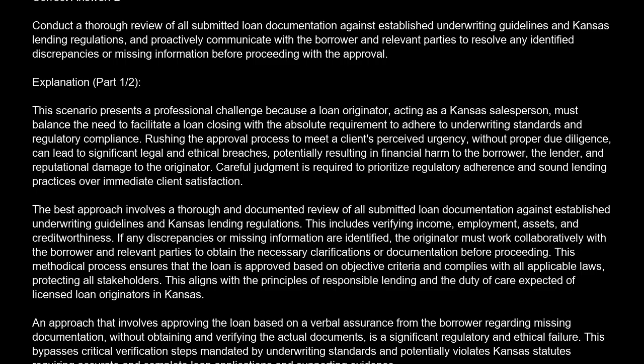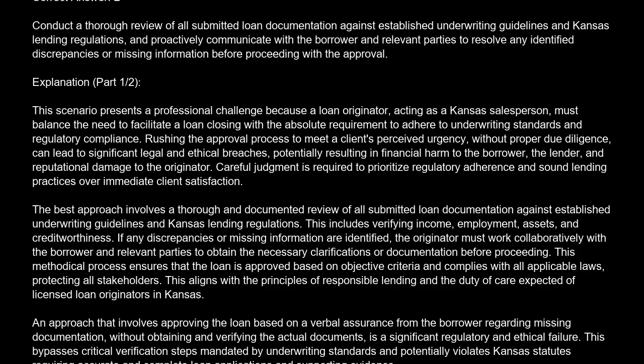Explanation. This scenario presents a professional challenge because a loan originator, acting as a Kansas salesperson, must balance the need to facilitate a loan closing with the absolute requirement to adhere to underwriting standards and regulatory compliance. Rushing the approval process to meet a client's perceived urgency without proper due diligence can lead to significant legal and ethical breaches, potentially resulting in financial harm to the borrower, the lender, and reputational damage to the originator. Careful judgment is required to prioritize regulatory adherence and sound lending practices over immediate client satisfaction.